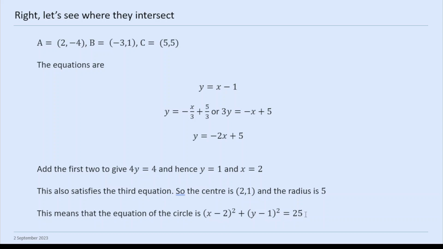And just to double, triple check, because it's always nice to do these things, let's pop these numbers in and make sure they satisfy this circle, because the whole point is this is the circle on which all these 3 points lie. So you put in this one, 2 minus 4, and this goes to 0, and this goes to 5 squared, which is 25. Put in this one, minus 3, 1. This goes to minus 5 squared, which is 25, and this goes to 0. Put in this one, 5, 5. This goes to 3 squared, which is 9. This goes to 4 squared, which is 16. 9 plus 16 is 25.